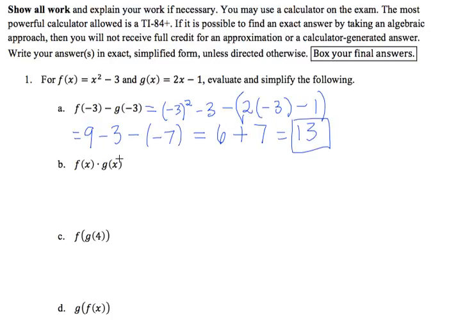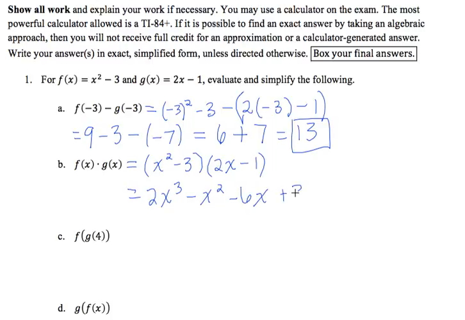On part B, we have f times g, so we're going to multiply them. So f of x is equal to x squared minus 3. G is equal to 2x minus 1. And I would go ahead and FOIL all that out. So foiling, we get 2x cubed. X squared times negative 1 is minus x squared. Negative 3 times 2x is negative 6x. And negative 3 times negative 1 is positive 3. There are no like terms here, so nothing else simplifies. And since it's not entirely clear, I would accept either of those answers because it wasn't necessarily specified that you had to FOIL it out.